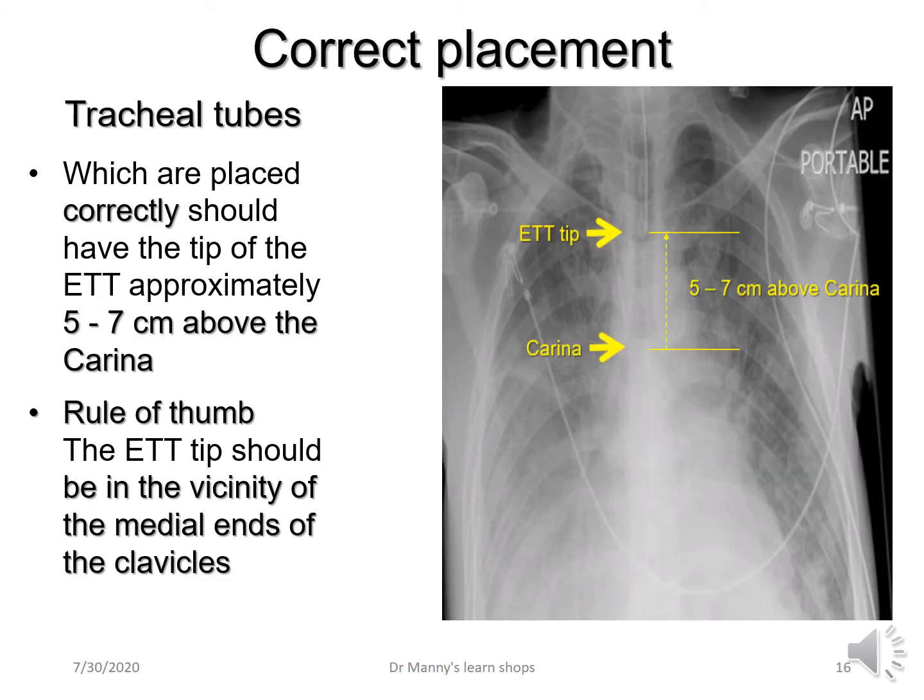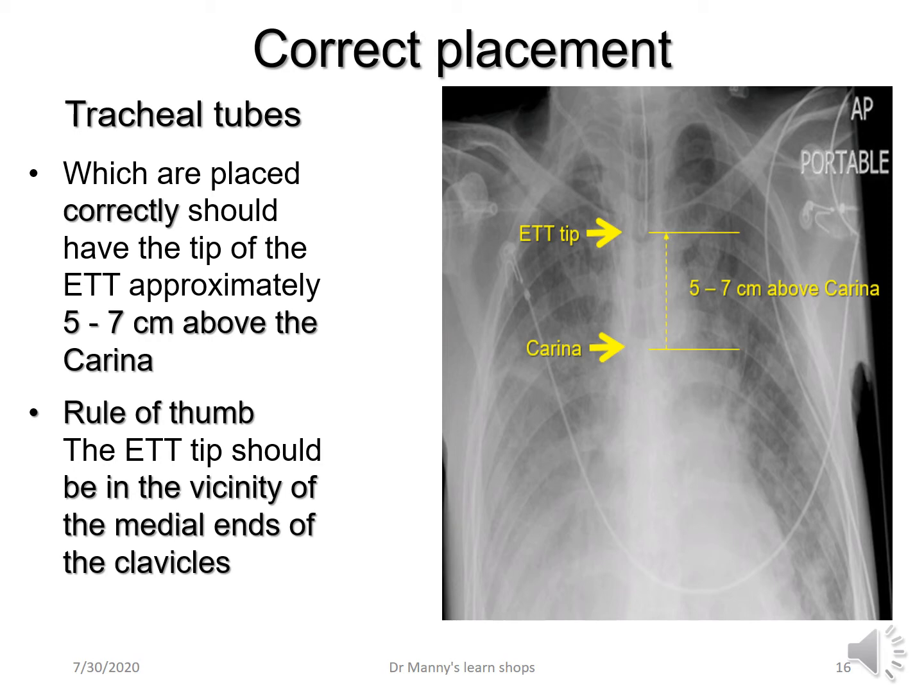If you have correct placement of a tracheal tube, the tip of the tube should be approximately 5 to 7 centimetres above the carina. Look at the chest X-ray. The carina, we said, was typically located at T4, or you can see it because of the air bronchogram that it normally employs by bifurcating.